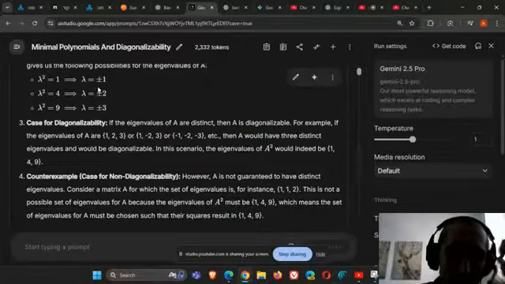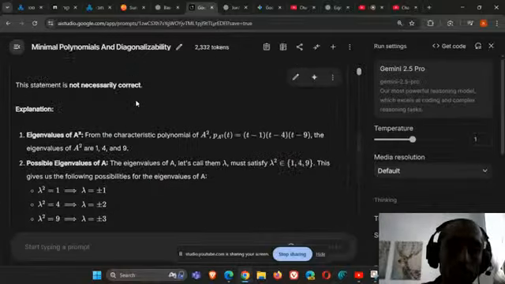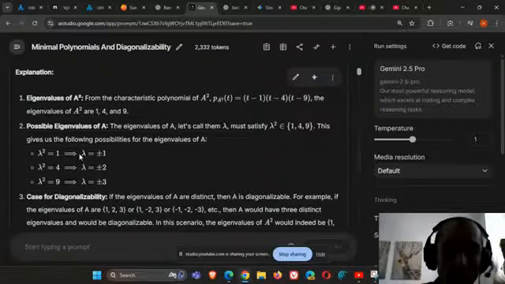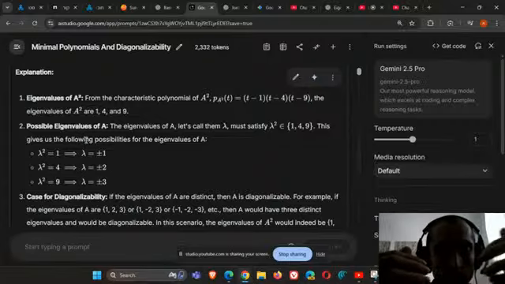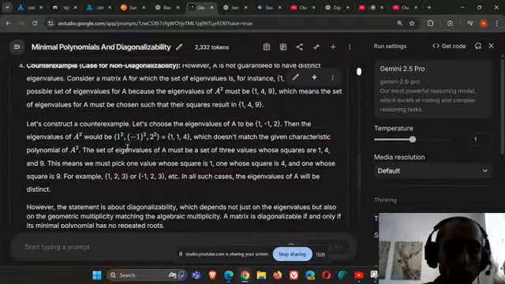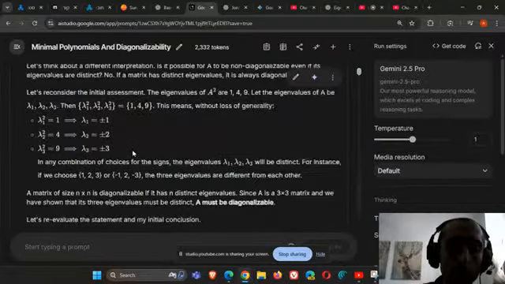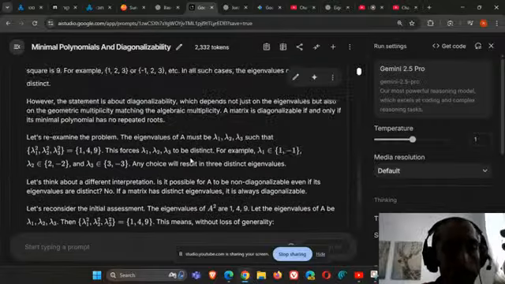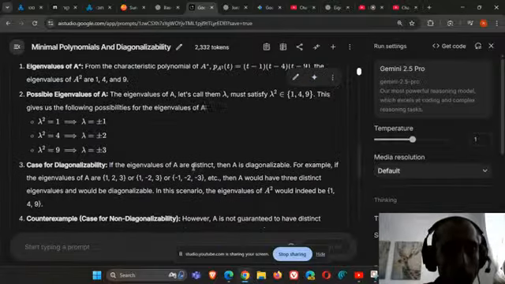So in order to have 3 eigenvalues for a 3 by 3 matrix, it must be that A had 3 distinct eigenvalues. And therefore, the minimal polynomial of A can be divided into linear terms, each to the power of 1, and therefore A is diagonalizable.